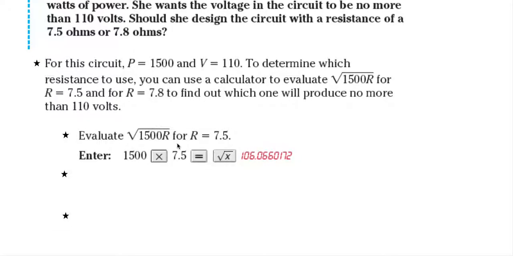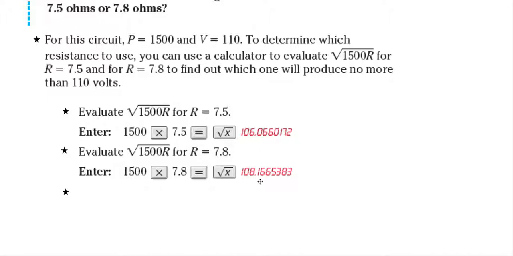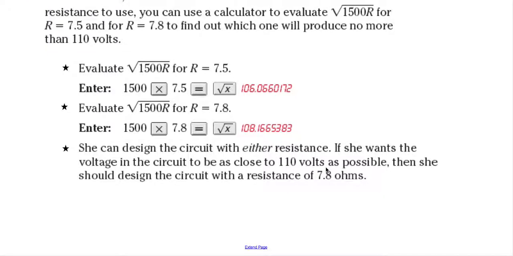So we evaluate radical 1500R, first replacing R with 7.5, and we end up with 106.060172. We use 7.8 for R and end up with 108.1665383. So she can design the circuit with either resistance. If she wants the voltage in the circuit to be as close to 110 volts as possible, then she probably would want the resistance to be 7.8 ohms, because this is the one closest to 110.